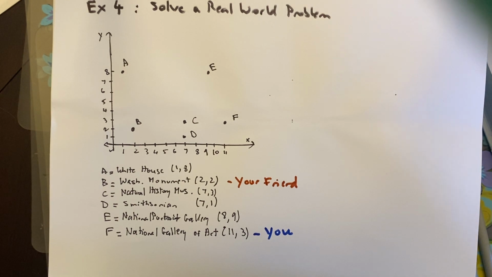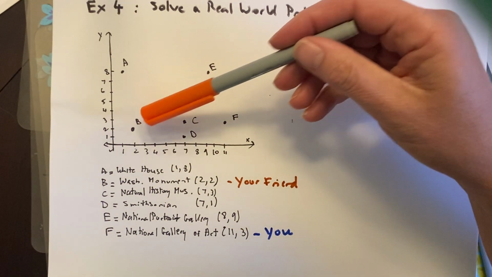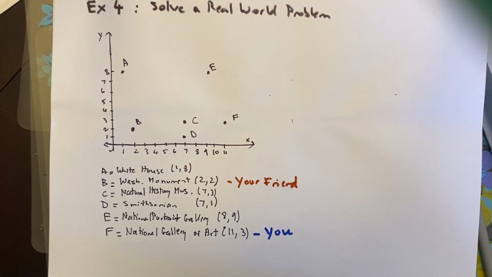So let's reread this. You and your friend are sightseeing in DC. You're at the National Gallery of Art. Your friend is at the Washington Monument. So you are at F and your friend is at B. You want to meet at the landmark that is closest to the midpoint of your locations. At what landmark should you meet?